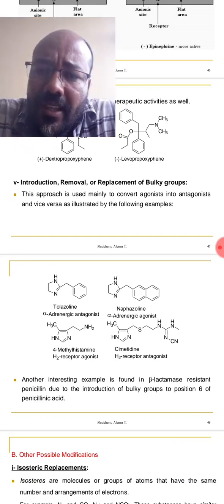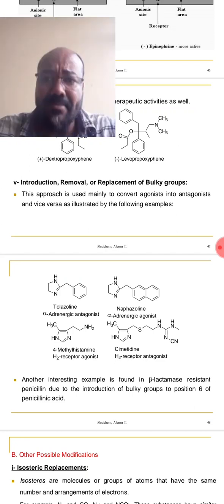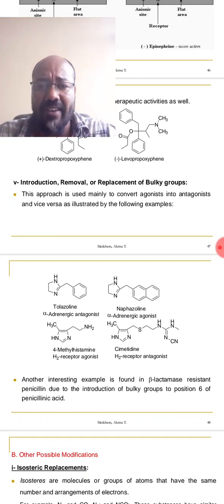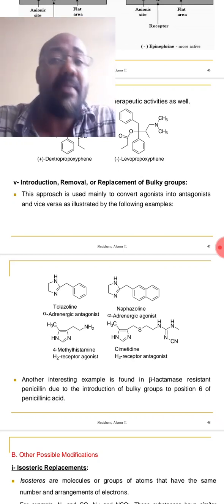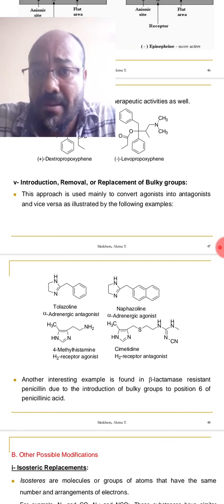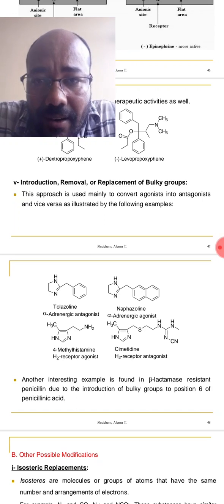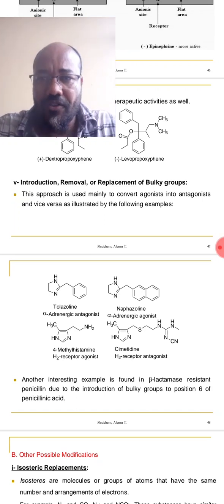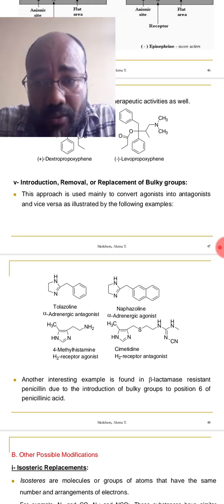The other one is introduction, removal or replacement of bulky groups. Some drugs may have bulky groups. As we saw in the case of cocaine, these bulky groups may be responsible for side effects, for short duration of action, and for toxicities of these drugs. Therefore, removal or replacement of these bulky groups with suitable groups is also another way of discovering a new drug.